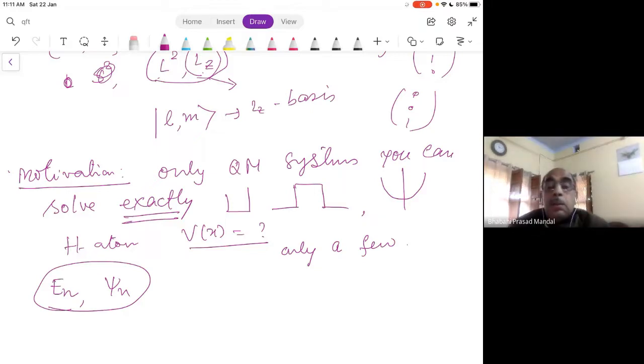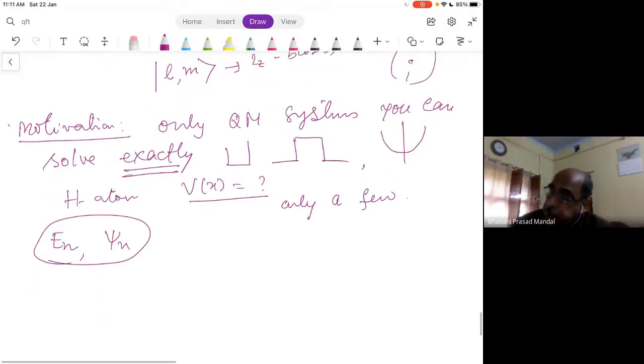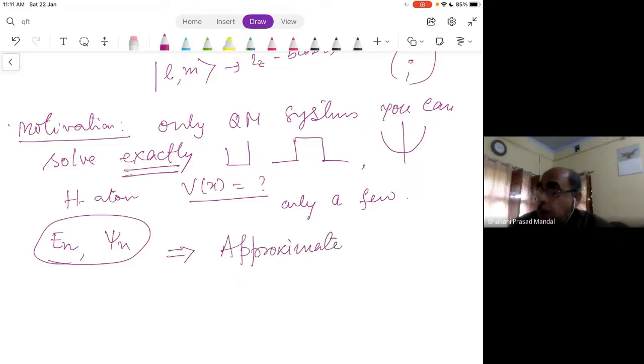But then for other problems, what will we do? We have to use some approximate methods. So this gives the motivation for approximate methods, that is, a method by which you can find an approximate solution. It may not give exact eigenvalues and exact eigenfunctions, but values approximately close to the exact ones. For example, the hydrogen atom ground state you can find exactly, but the next atom is the helium atom, and the helium atom ground state energy you cannot find exactly.